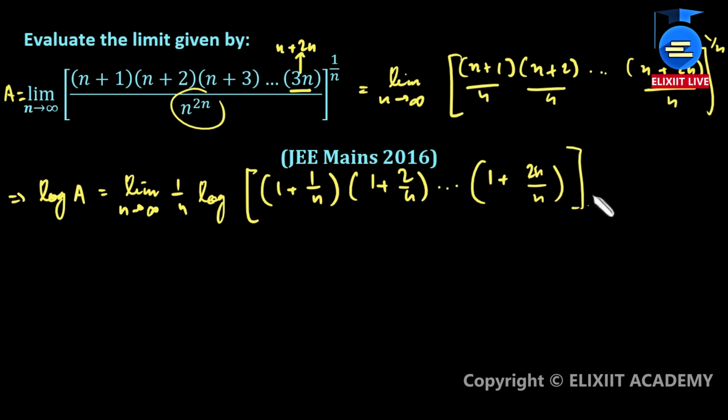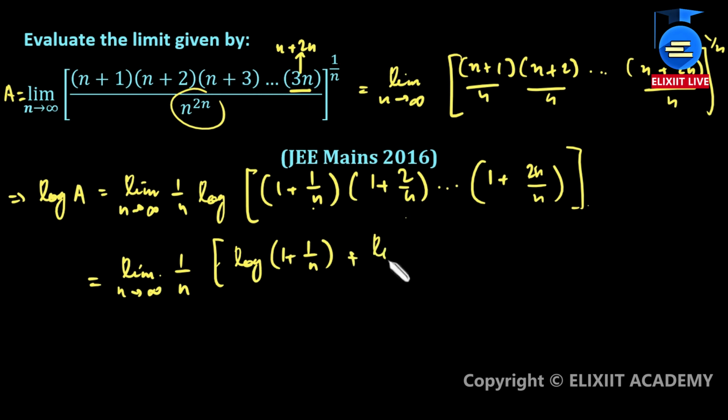Okay. So now what I have? So this is basically limit n tends to infinity. Now I use the properties of log. Like log a1 into a2 into a3 and so on up to an is basically log a1 plus log a2 plus log a3 and so on up to log an. So this is actually basically log 1 plus 1 by n plus log 1 plus 2 by n and so on up to log of 1 plus 2n by n.